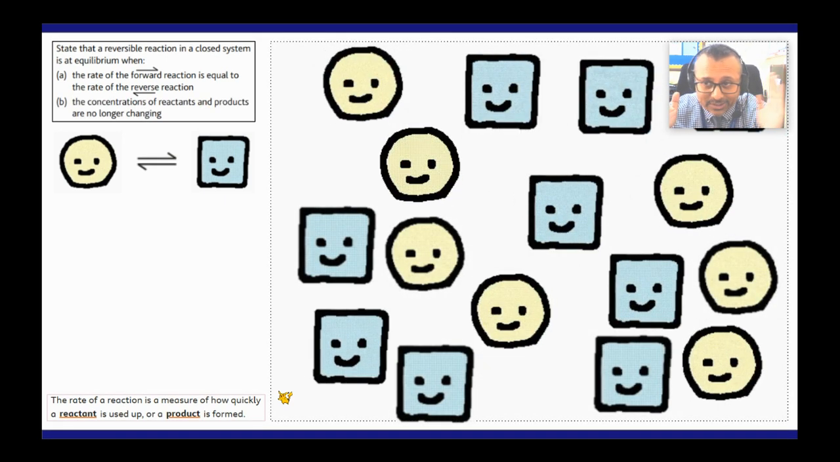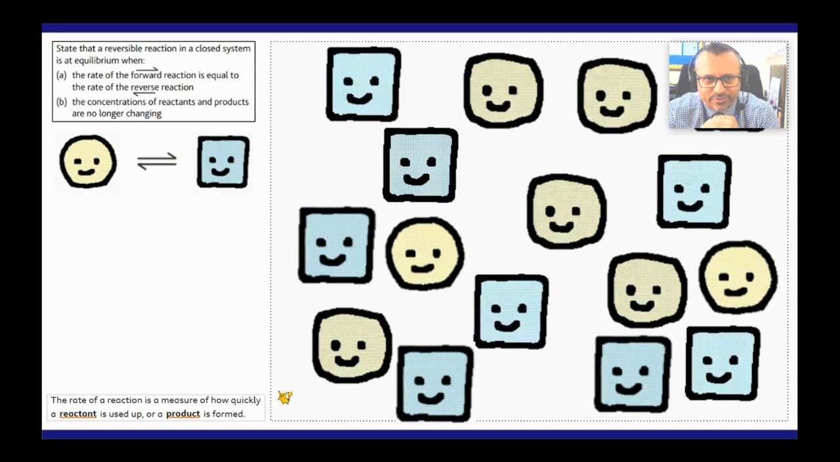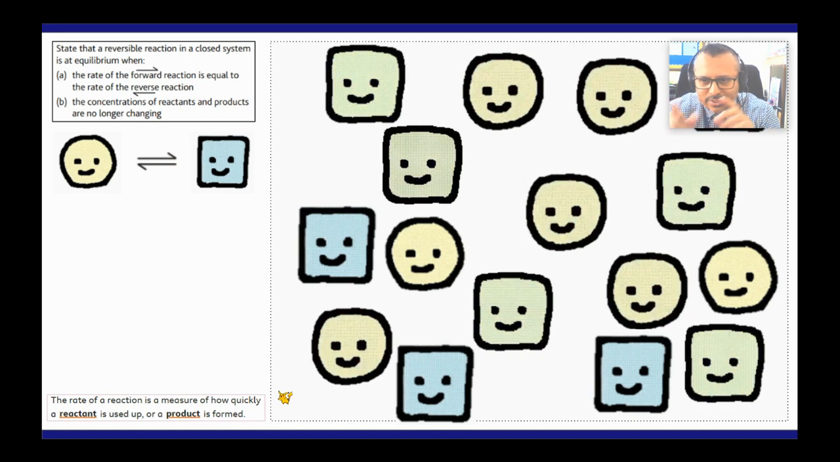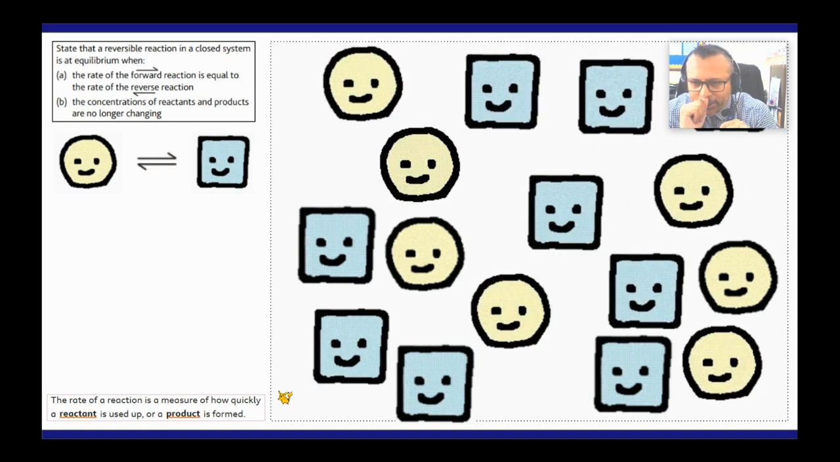Have a look at this. This is a closed system, so you can see where the dots are. None of these little yellow circles or blue squares can escape, and we've actually got a dynamic equilibrium happening. What's happening is that you can spot around 5 blue squares changing to yellow circles at the same time as yellow circles going to blue squares.